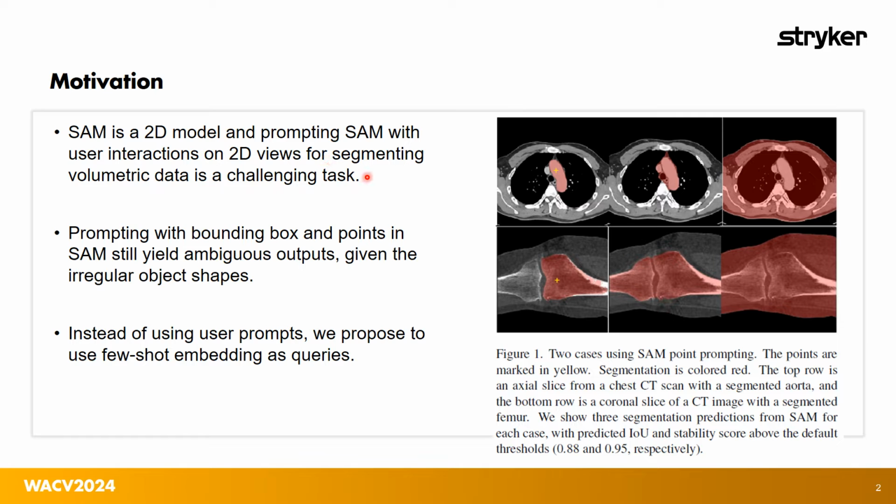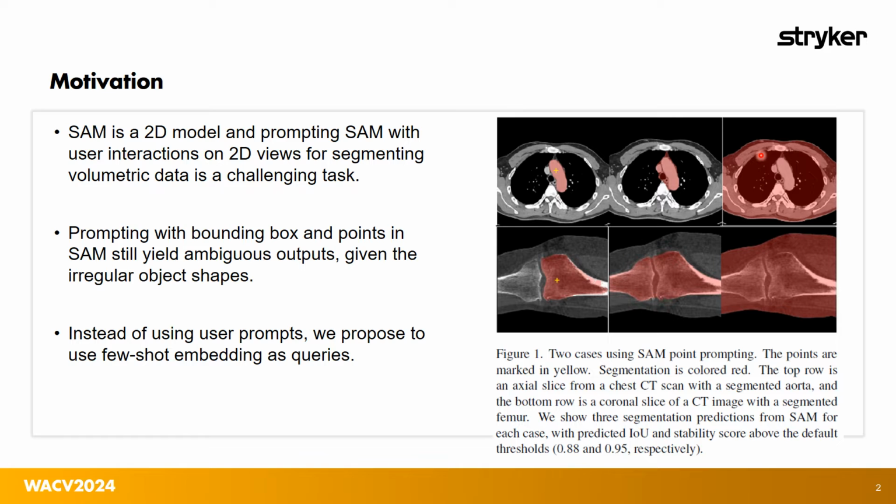Given the example on the right, you see here there are two cases. The first case is an aorta segmentation task in a CT scan. The yellow cross here is how we mimic the point prompts for SAM. In this case, SAM provides three outputs. The first output is pretty okay, the first column, but the other two are completely irrelevant. The last one is basically segmenting everything inside the chest wall, which is not very useful.